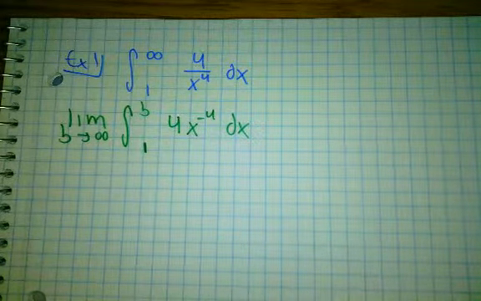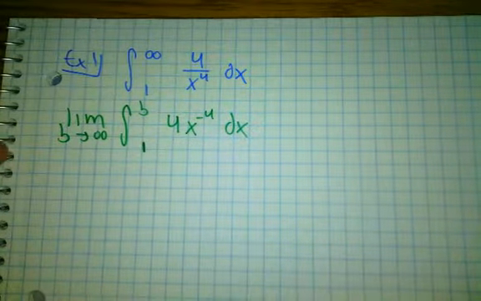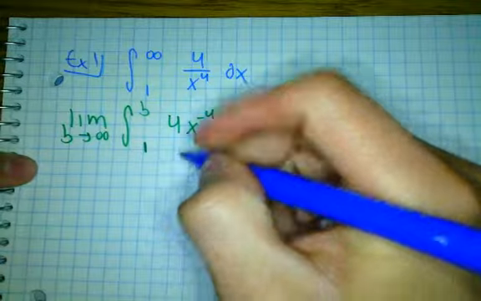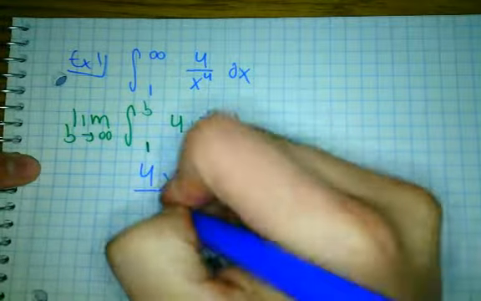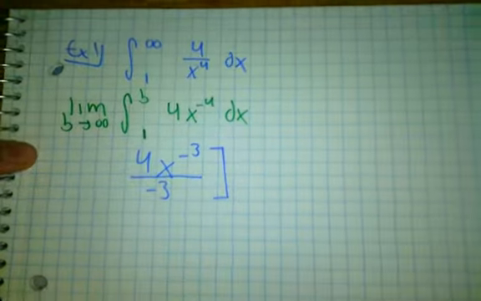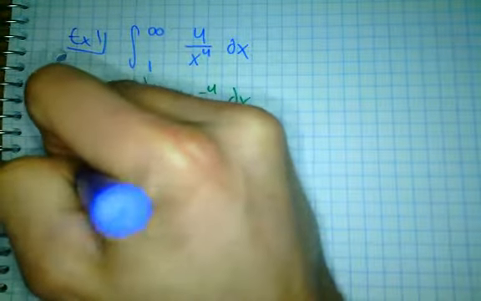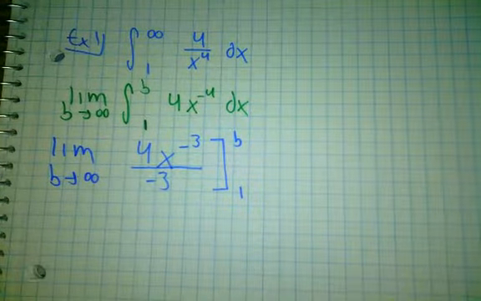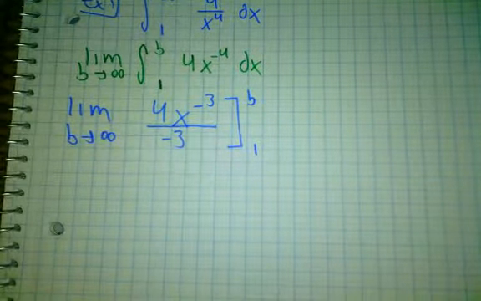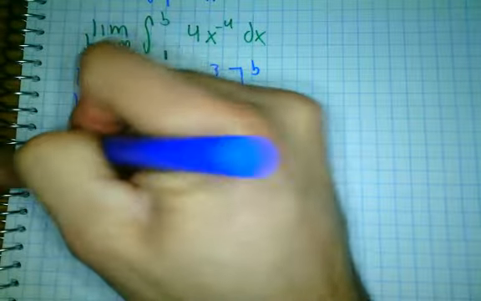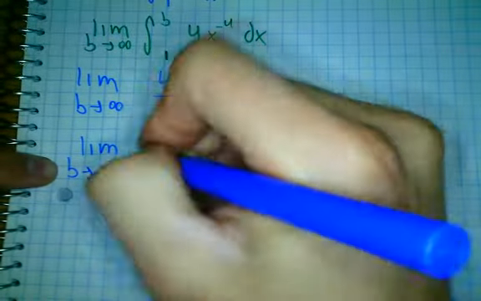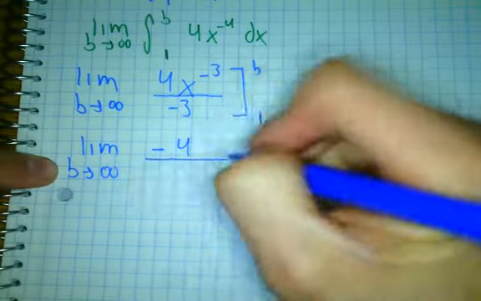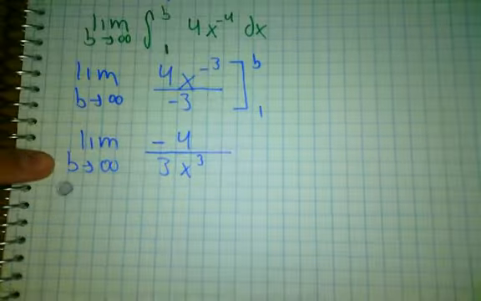So if I do such thing, what is the integral of 4x to the negative 4th power? It's going to be x to the negative 3rd, so 4x to the negative 3rd divided by negative 3, evaluated from where to where? From 1 to b, and I'm still going to have to take the limit of that, agreed? So I'm going to continue to write that. You with me? Yes? Okay, now I'm going to clean this up a little bit so that it makes the math a little easier. So it's going to be the limit as b approaches infinity of, if I rewrite this, isn't that the same thing as negative 4 over 3x cubed?